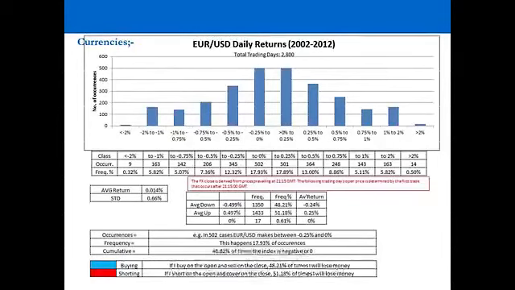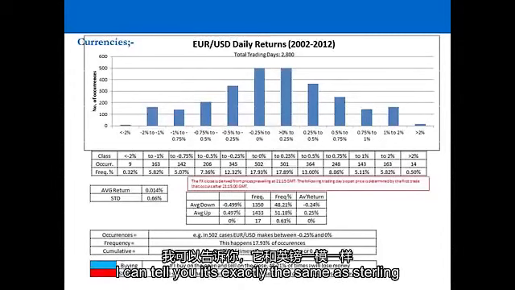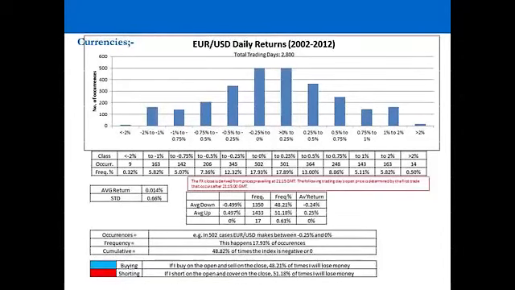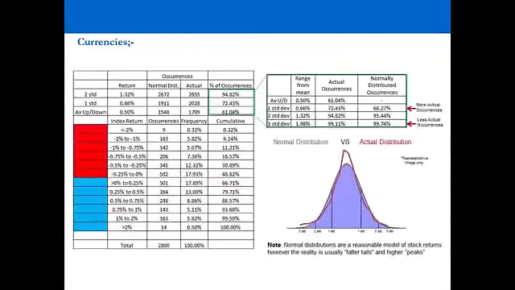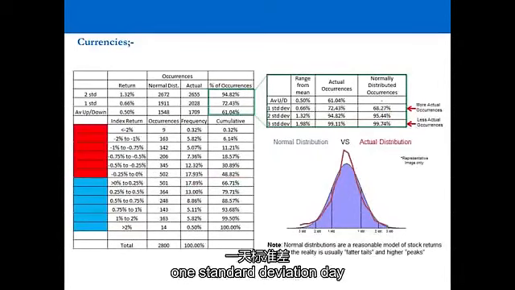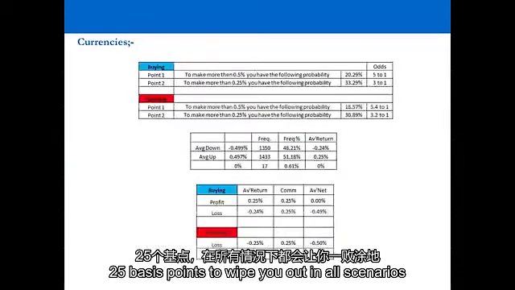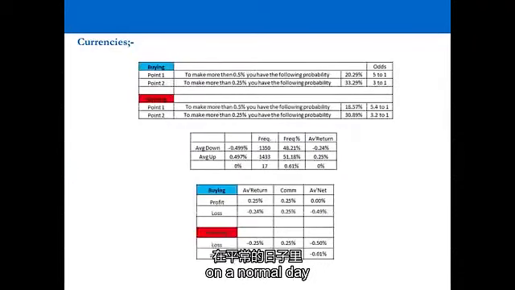What about euro US dollar? We won't dwell on it too much. I can tell you it's exactly the same as sterling US dollar. Same profile, same returns on a day, up 25, down 24. Same profile of distribution, 72.5% of times, one standard deviation day. 25 basis points wipes you out in all scenarios on a normal day. Are we excited?